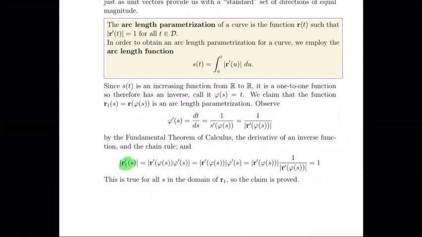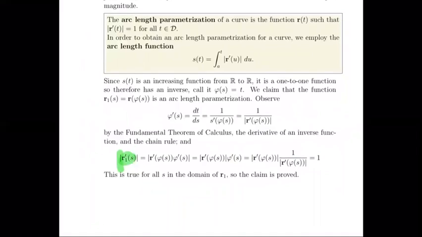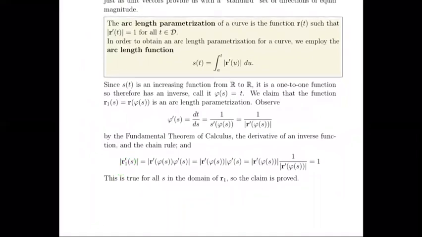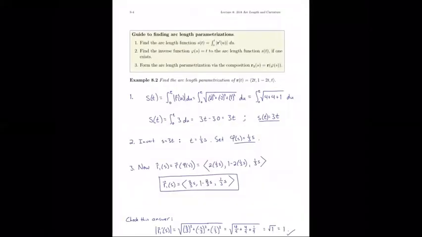R1 prime is the derivative of our solution. Take the magnitude. That should be equal to 1 at all times. That will be the check for whether or not we got this correct. Okay, so let's see an example in which we work the steps out as listed above.